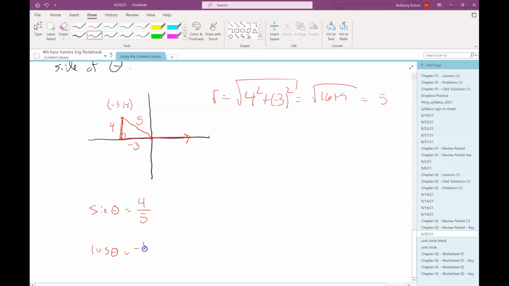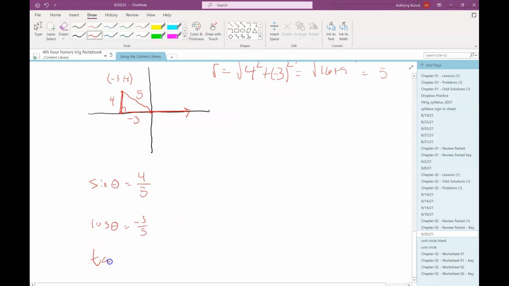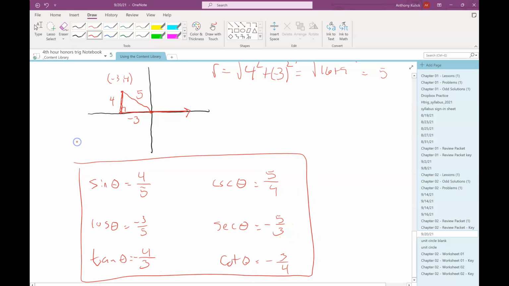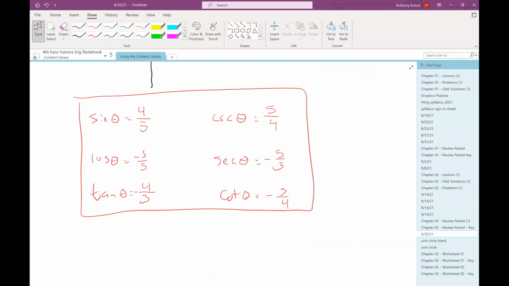And cosine theta then would be -3 over 5. Tangent is going to be y over x, so 4 over -3. Cosecant theta is the reciprocal of sine, so 5/4. Secant theta is the reciprocal of cosine, so -5/3. And cotangent theta is the reciprocal of tangent, so -3/4. There's that. Not too bad, right? You're basically just using some new formulas, but it's really no more difficult than SOHCAHTOA. The thing you need to be careful about is making sure you're including those negative signs, but that's not so bad.